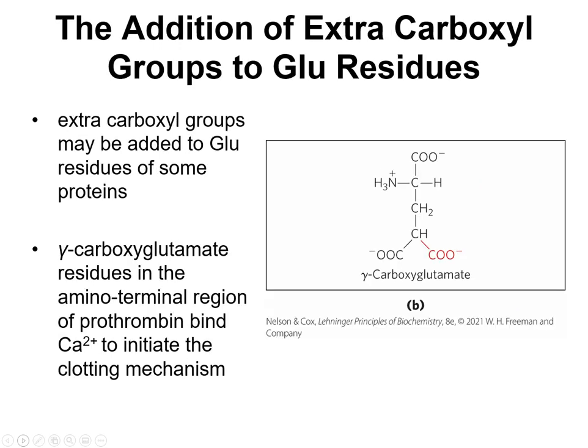We can also add extra carboxyl groups to glutamate residues. One example of this would be in the prothrombin protein that binds calcium, and that's involved in clotting. So thrombin. Prothrombin is kind of like the pre-protein. It's not fully formed yet, kind of like proinsulin. There are some things that need to happen to it, some proteolysis, etc., that make it a ready hormone in the case of insulin. With thrombin, it's the same thing.